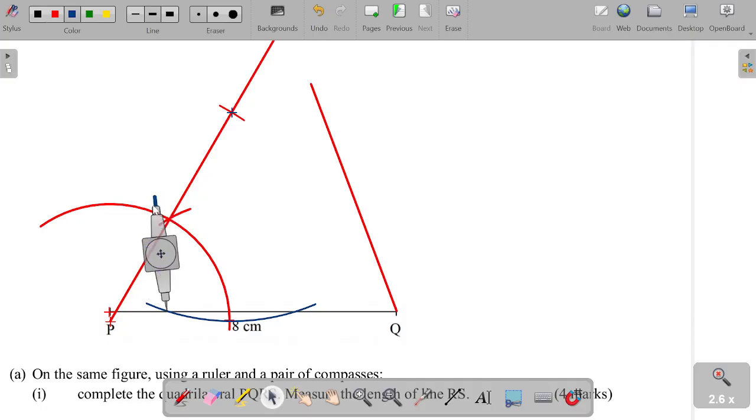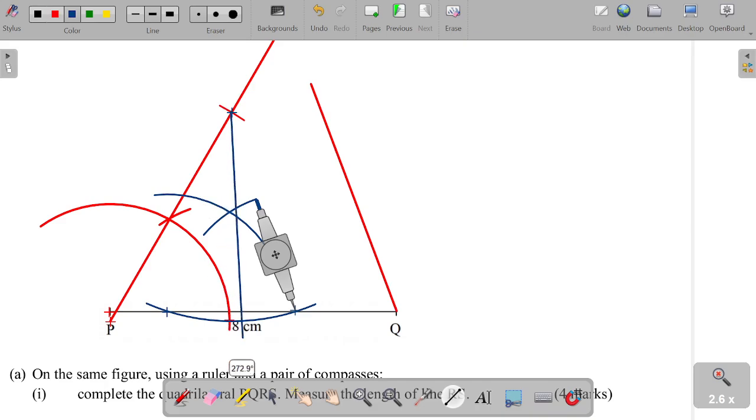Then what happens here, make an arc, transfer the same compass to this side here, rotate and make an arc that way. Then now you drop a line from the top here, this way, passing through that point. That way, that is the perpendicular bisector. Then you measure that distance.